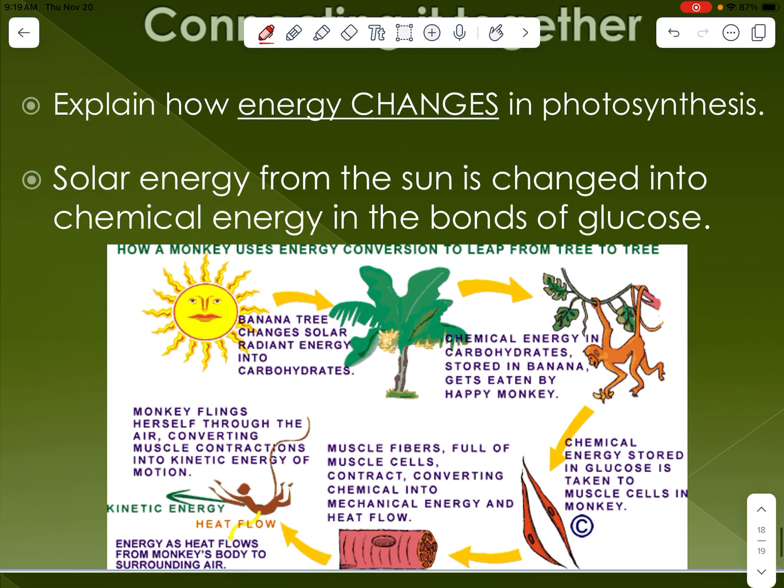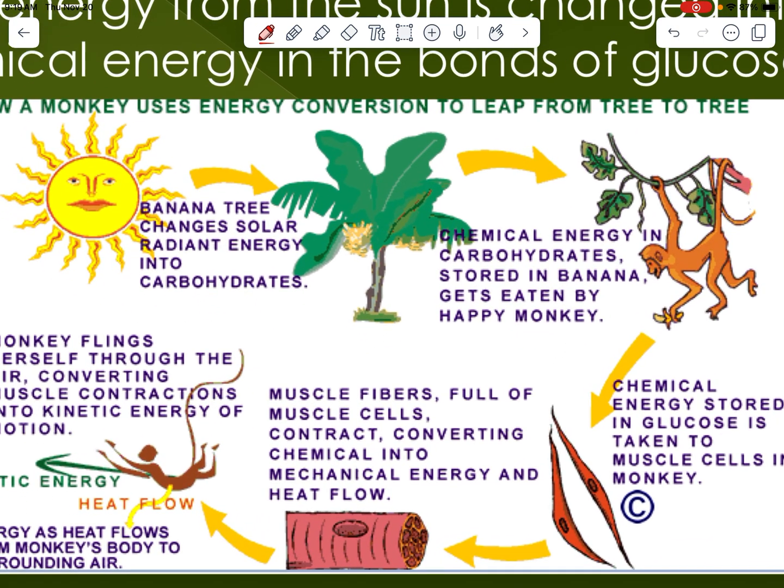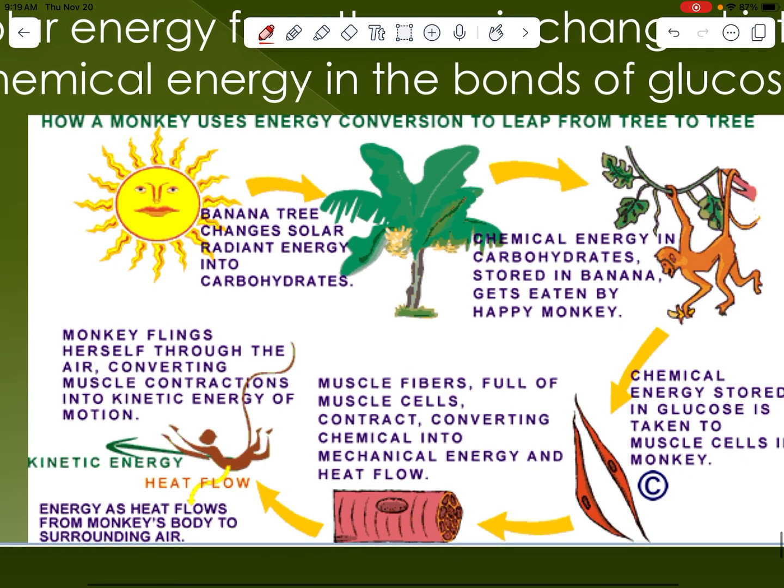And here's the last part here. Explain how energy changes in photosynthesis. This is a perfect one right here. The banana tree will take that solar energy, that radiant energy, and turn it into carbohydrates, the chemical energy stored in bananas. When you eat a banana, there are calories in it. There's biomass. There are carbohydrates in there in the form of glucose, and we can consume that as a food source.